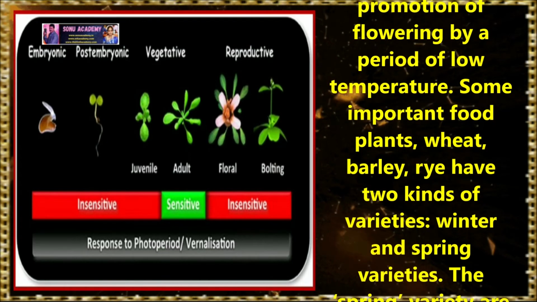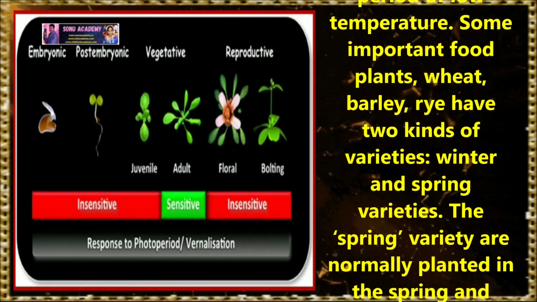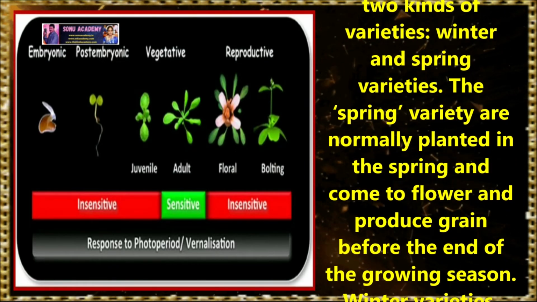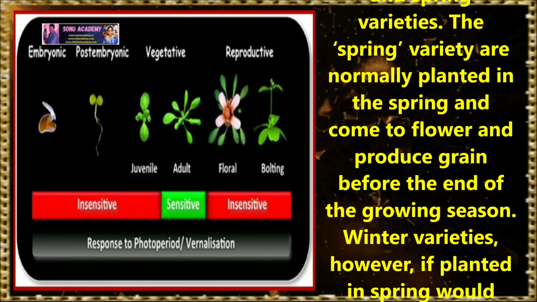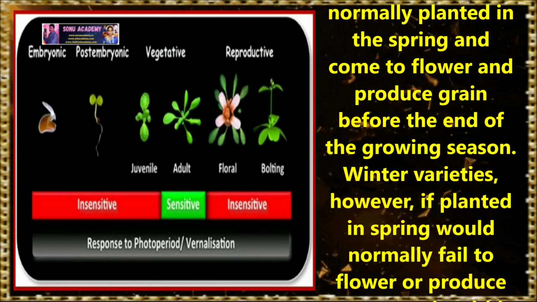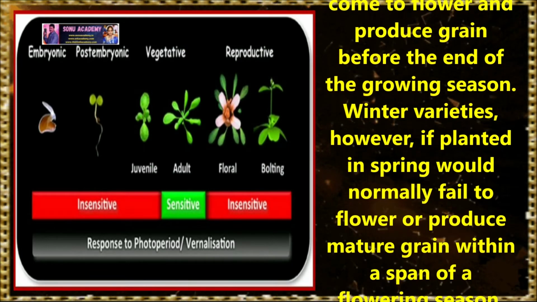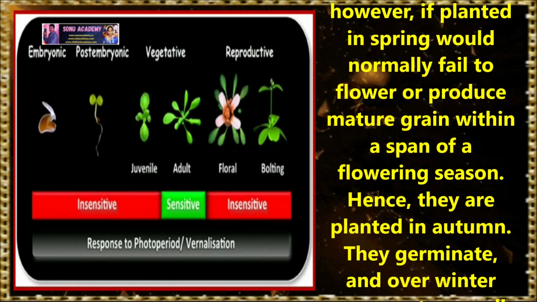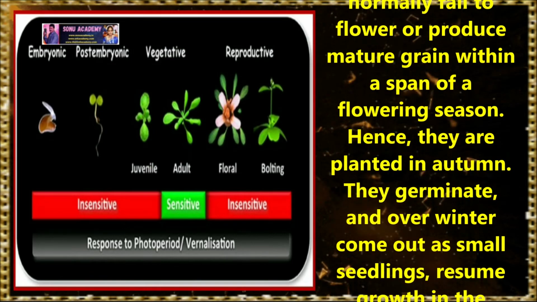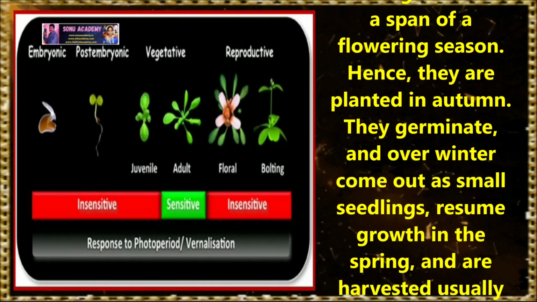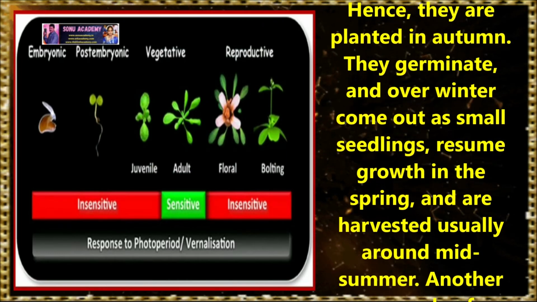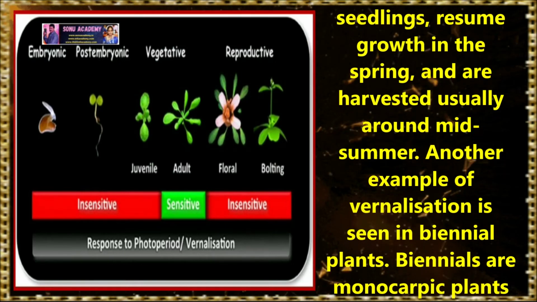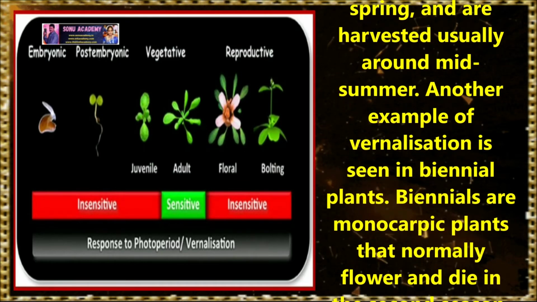Some important food plants, wheat, barley, and rye, have two kinds of varieties, winter and spring varieties. The spring varieties are normally planted in the spring and come to flower and produce grain before the end of the growing season. Winter varieties, however, if planted in spring, would normally fail to flower or produce mature grain within the span of a flowering season. Hence, they are planted in autumn. They germinate and overwinter as small seedlings, resume growth in spring, and are harvested usually around midsummer.